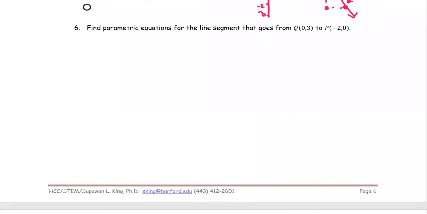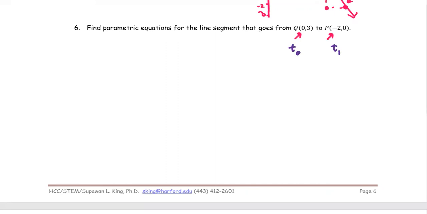Next example, we are going to find the parametric equations for the line segment that goes from the point Q (0, 3) to the point P (negative 2, 0). That means this is the t minimum and the t maximum, or you can say from t0 to t1. So let's put this as t0 and this as t1. That means the direction is going to go from Q to P.